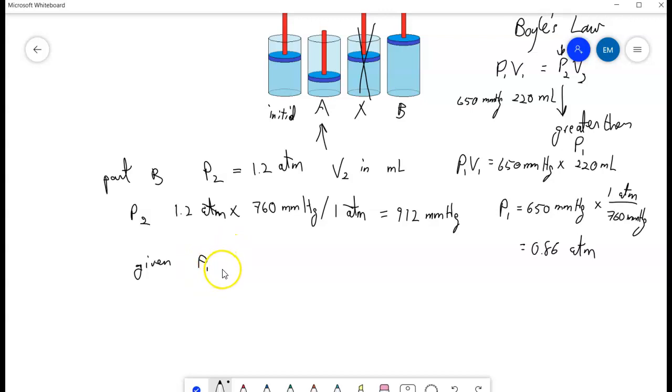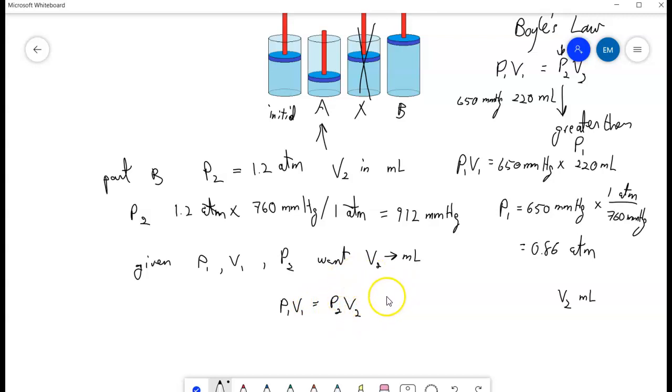We're given P1, V1, and P2. We want V2, in milliliters. We're okay with pressures now because we've got both pressures in both units, so we can take our pick. So we want V2, in milliliters. And we're starting with P1 V1 is equal to P2 V2.